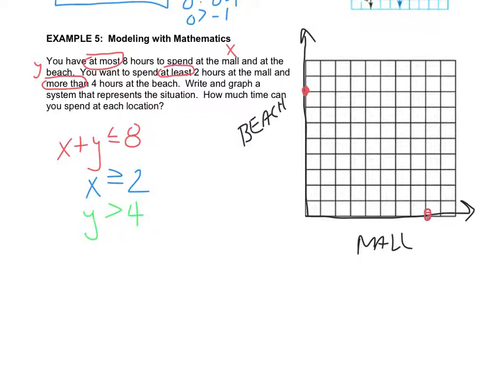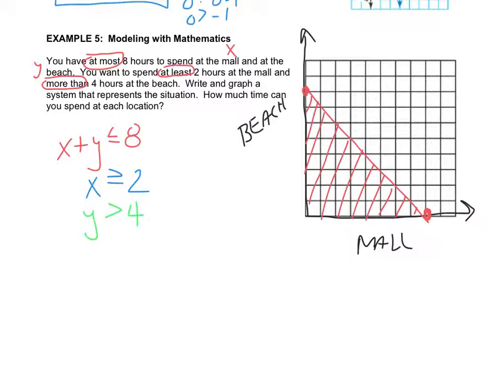8, 0. Then, because it has the or equal to, it's going to be a solid line. There's the boundary. Now, if I was to test the point 0, 0, 0 plus 0 is 0, that is less than 8. So because of that, this would be the complete graph of just the first inequality.